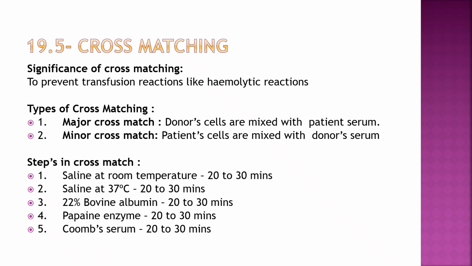Now see the steps of cross match. First, take the cells and serum suspension in saline and keep at room temperature for half an hour. Then keep these test tubes at 37 degrees Celsius for half an hour. Then add 22% bovine albumin and keep the test tubes in the incubator for half an hour. Then add papain enzyme and again keep the test tubes in the incubator. Finally, add Coombs serum, that is anti-human globulin serum, to the test and keep that for half an hour in the incubator.